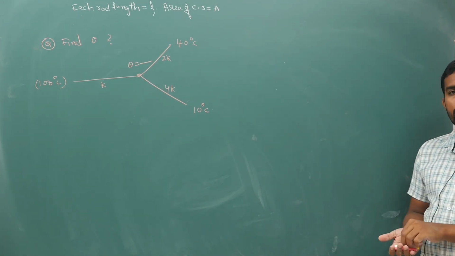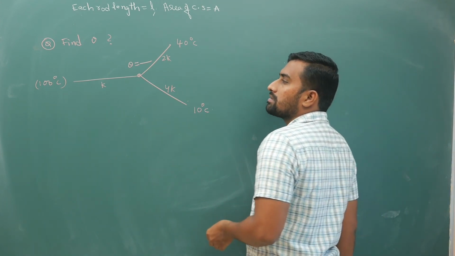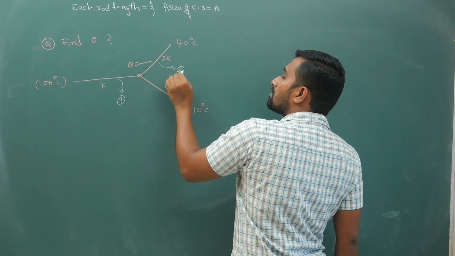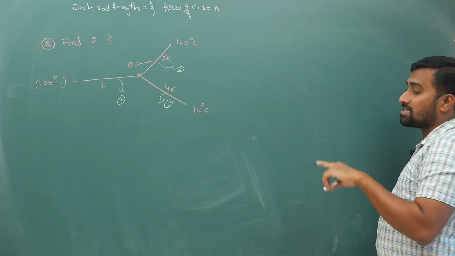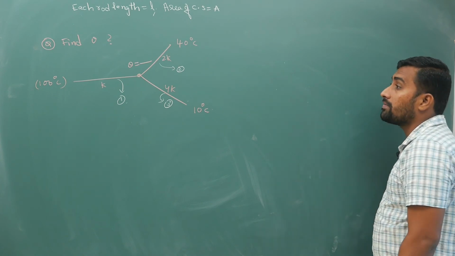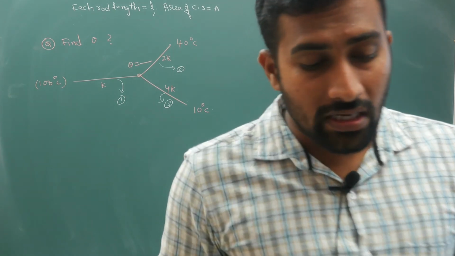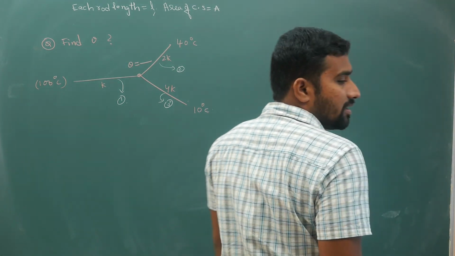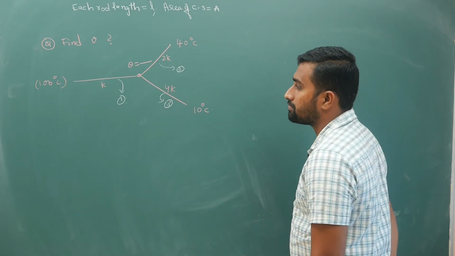Now you are supposed to calculate this junction temperature. There are 3 rods like this: first rod, second rod, third rod. The 3 rods are maintained such that for the first rod the left-hand temperature is given, and for the right rods the right-hand temperatures are given. What you are supposed to do is calculate the temperature of the junction.